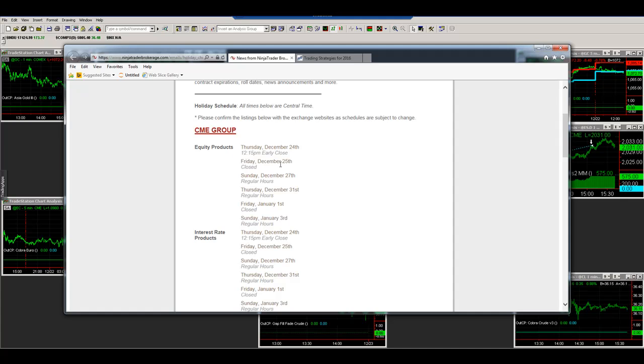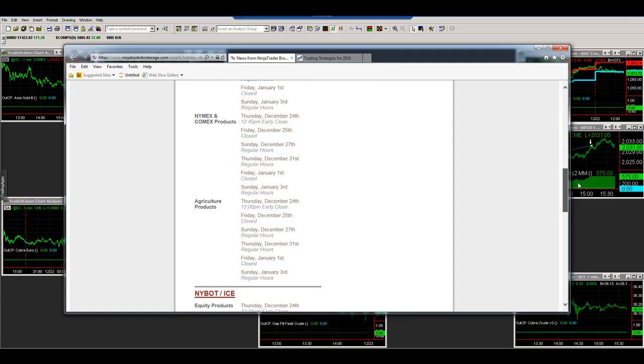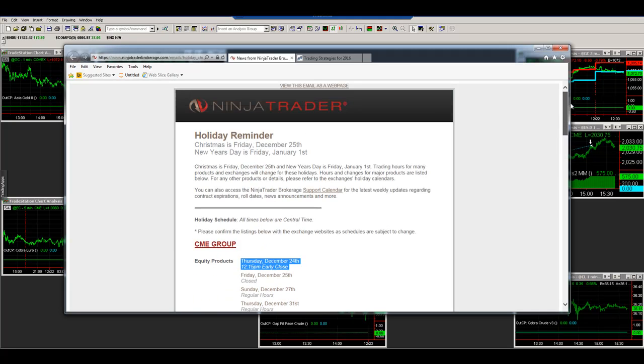Basically everything is closed this Friday and next Friday, January 1st, New Year's Day. Friday, December 25th is Christmas Day. Markets are closed on those days, but there is also an early closing on Christmas Eve, and everything closes either at 12:15 or 12:45 according to this schedule.